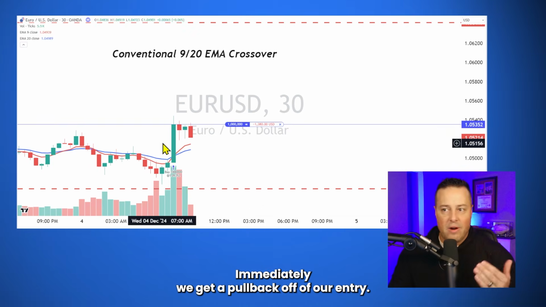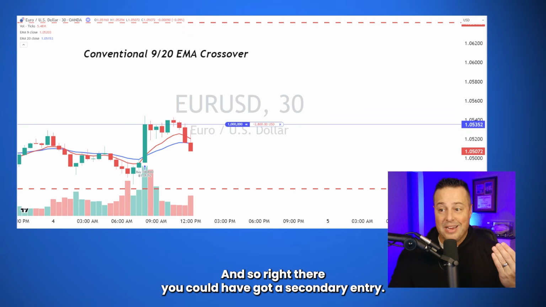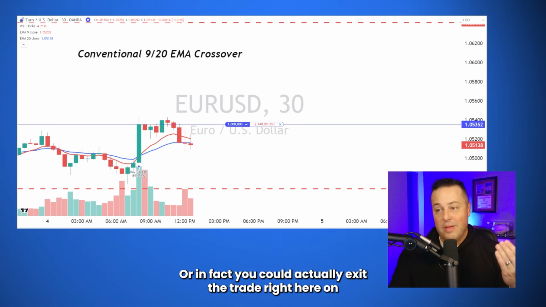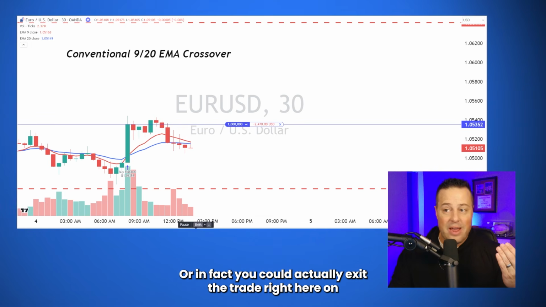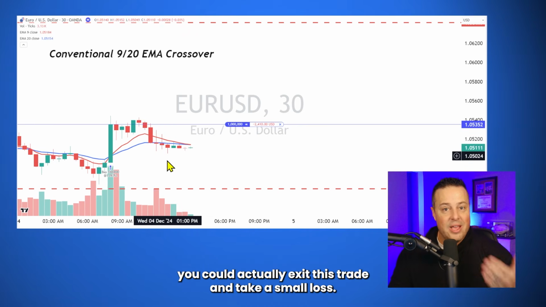We get a pullback off of our entry, not surprising, off of that big bullish candle. And so right there, you could have got a secondary entry, really a beautiful secondary entry to the long if you wanted it. Or in fact, you could actually exit the trade right here when our 9 crosses under our 20 right there. You could actually exit this trade and take a small loss.